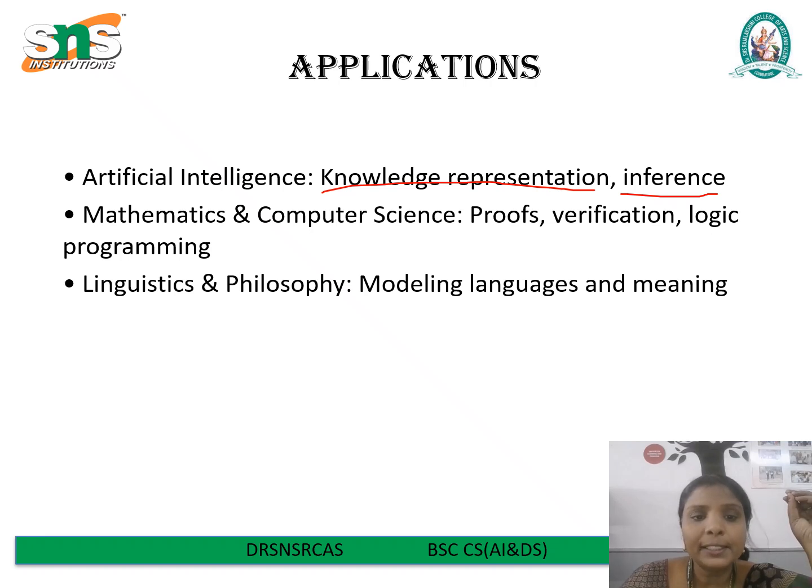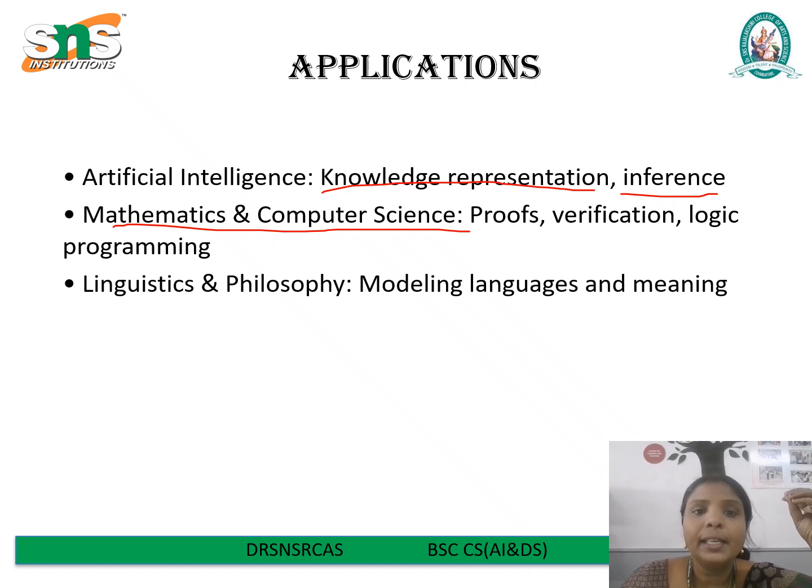Next we see mathematics and computer science. In computer science, many expert systems and reasoning engines are based on these principles. It is also used for program verification, ensuring that programs behave as intended. In mathematics, we use it in proof methods. For instance, proving a theorem often starts with a logical statement like ∀x and ∃x.